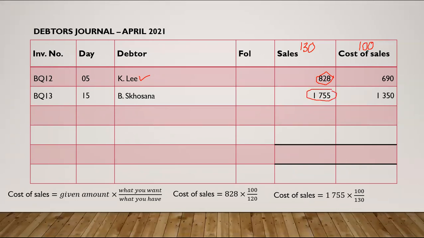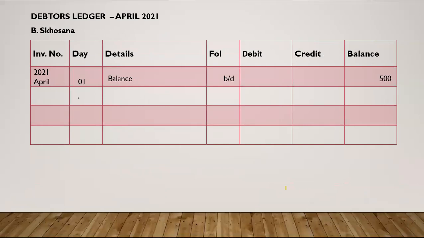I'm not done though with this 1,755. I am going to record it in Biskosana's debtors ledger account. And because Biskosana is buying here, I will record it on the debit side. So I will write there on the 12th, details will be invoice BQ13, and the folio you'll have DJ. On the debit side, you'll have 1,755. The balance will be that 500. You are going to add it with this 1,755. It'll give you a new balance here, which will be 2,255.